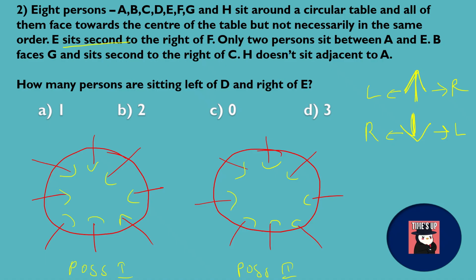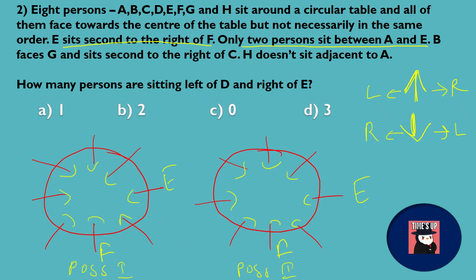E sits second to the right of F. I'll place F here. In second possibility also I'll place F here. E sits second to the right of F. Fine. Only two persons sit between A and E.